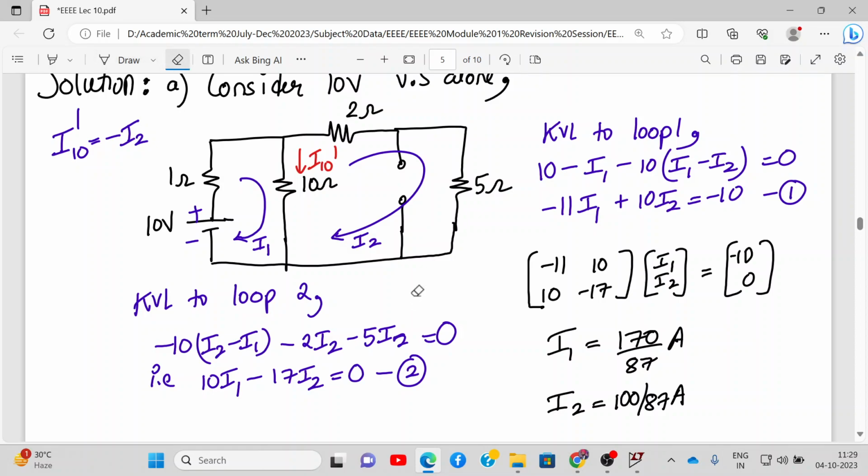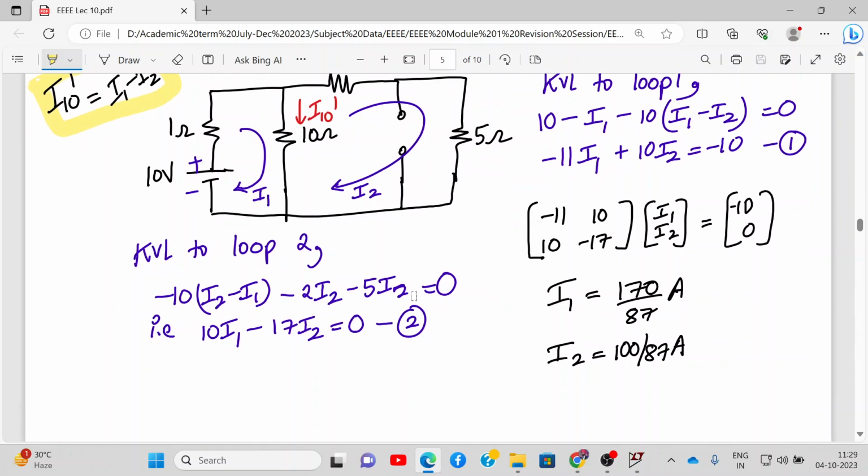We made a mistake over here. I10 dash is not minus of I2. It's basically I10 dash is shared between I1 and I2. So what do we call it over here? I10 dash is basically I1 minus I2. So this is what we have. Pardon the mistake we made earlier. So we have to write it correctly now.